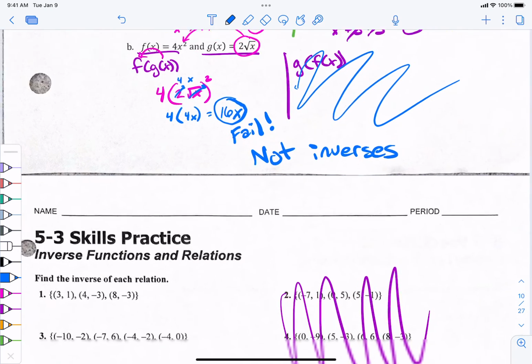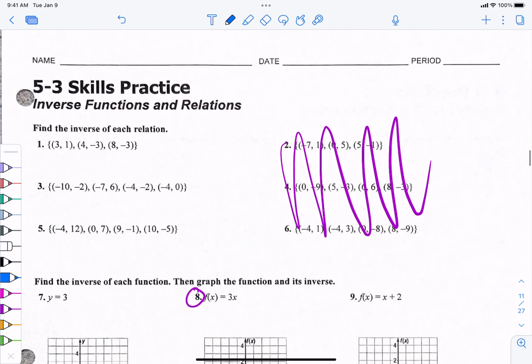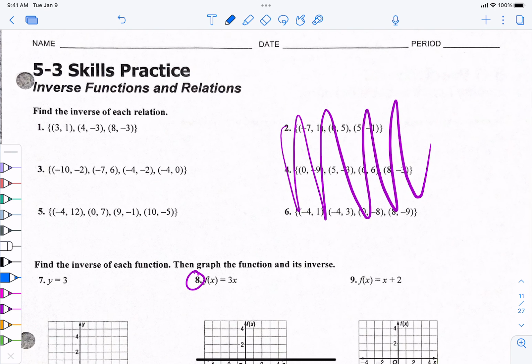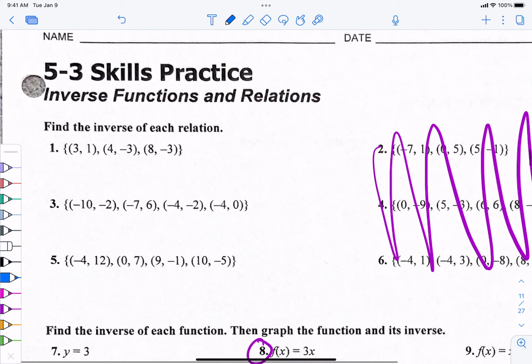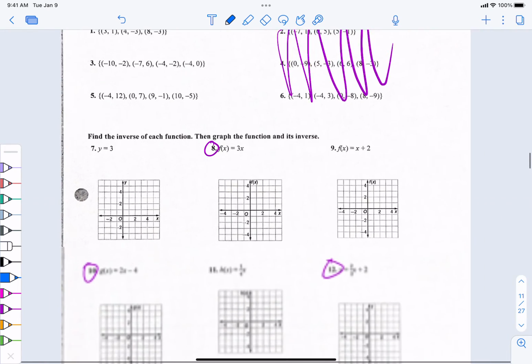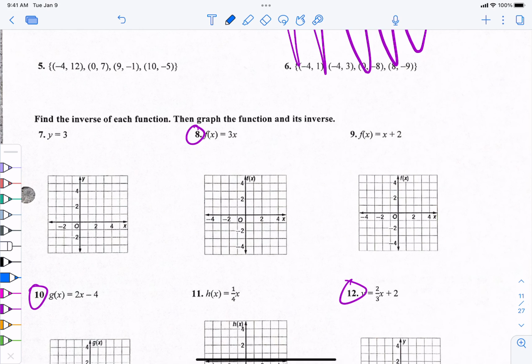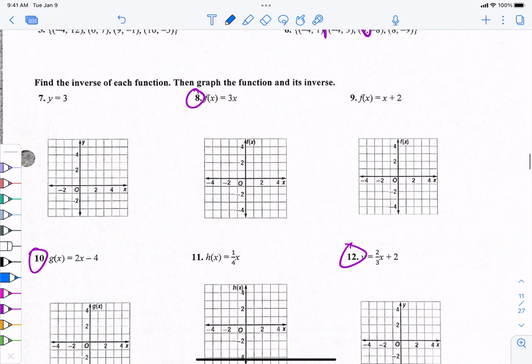Good? Okay, go to your homework assignment. I cut some stuff off, so skills practice. You can skip 2, 4, 6 on skills practice. So we have to do 1, 3, 5 on skills practice. And then evens on the bottom, 8, 10, 12. So odds on the top, evens on the bottom. I don't know why we did it that way. It's just the way it worked. 1, 3, 5, and then 8, 10, 12.